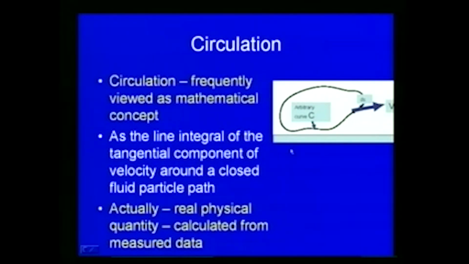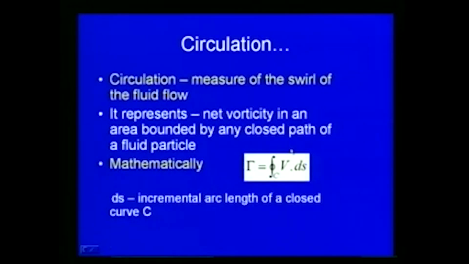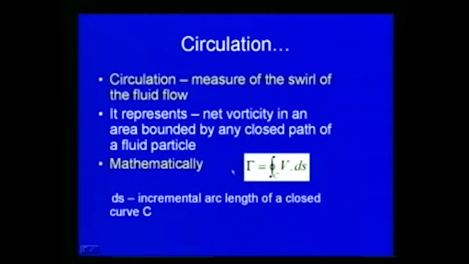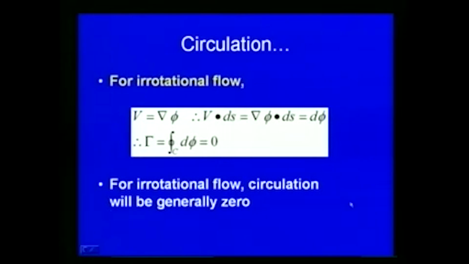So, the mathematical expression for the circulation is capital gamma is equal to the integral over the curve C of V dot ds, where V is, as we discussed, the velocity, the tangential component of the velocity as shown here in this figure. Now, with respect to this definition of the circulation.